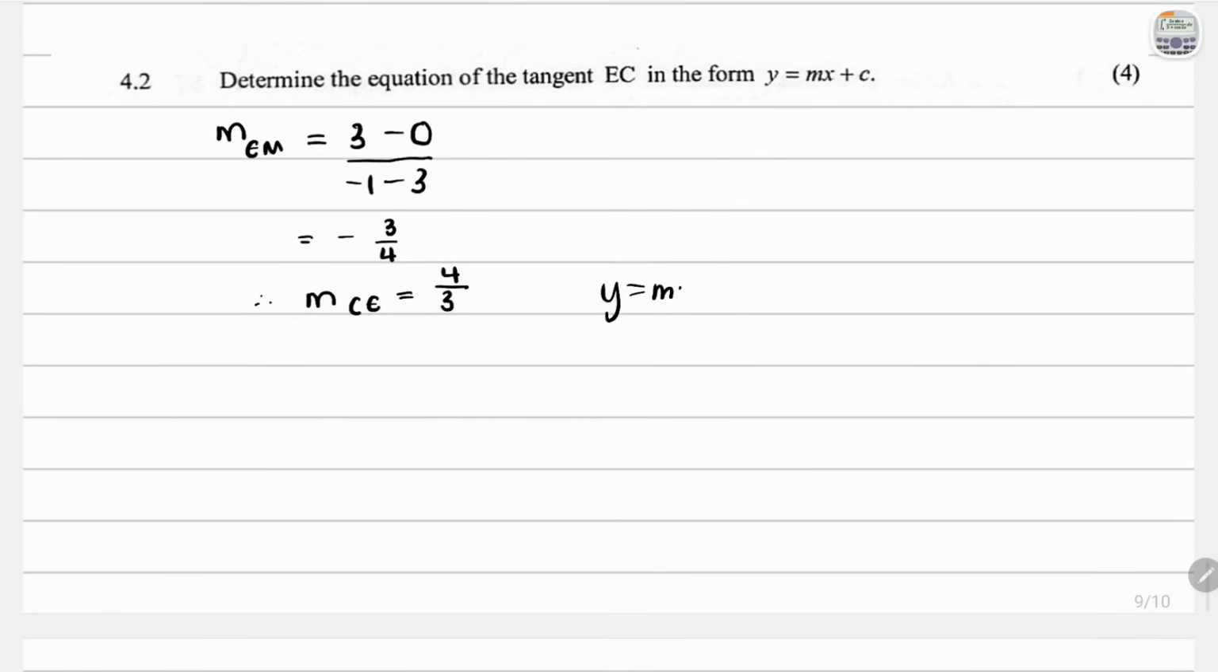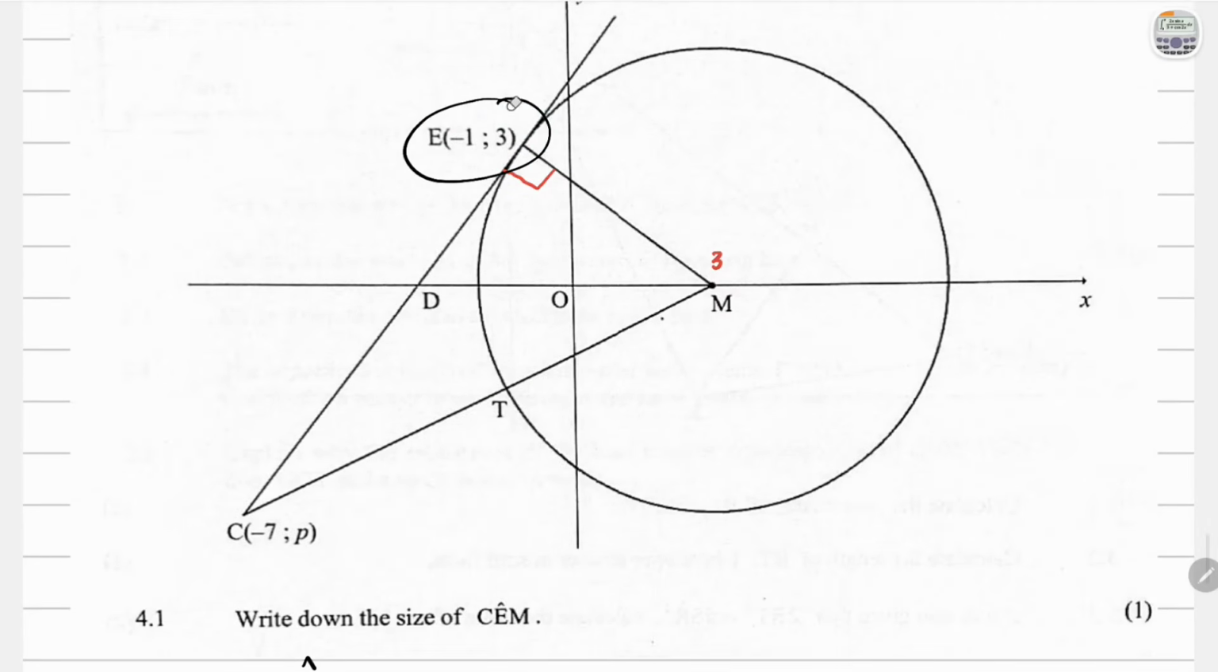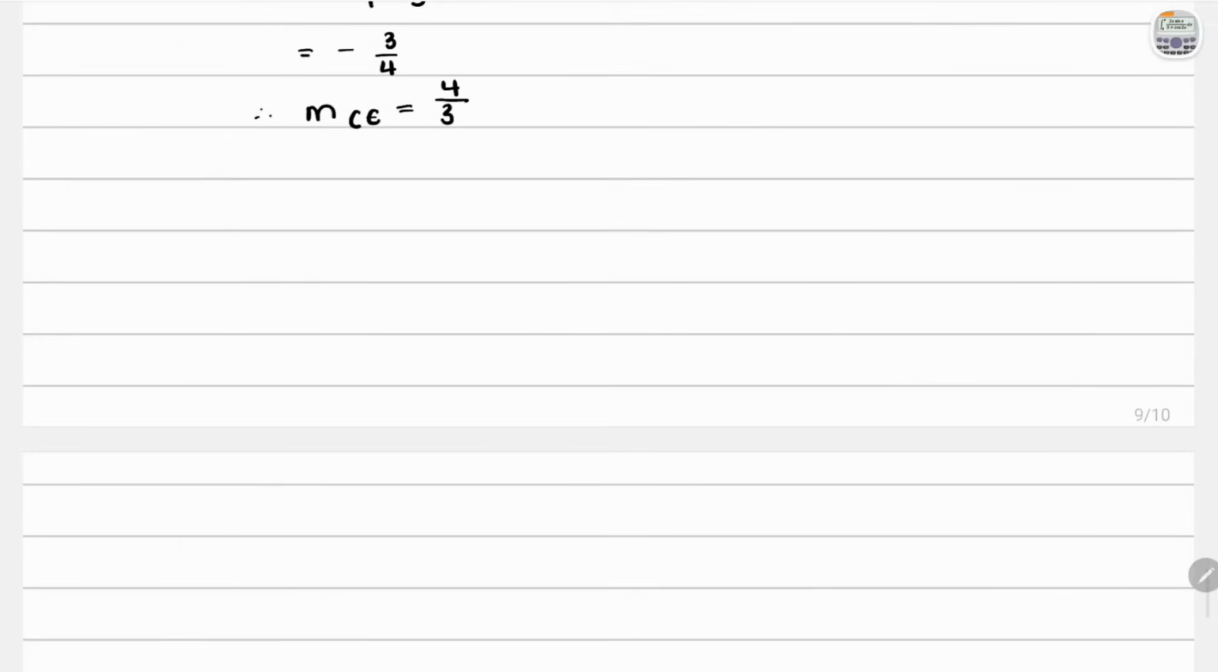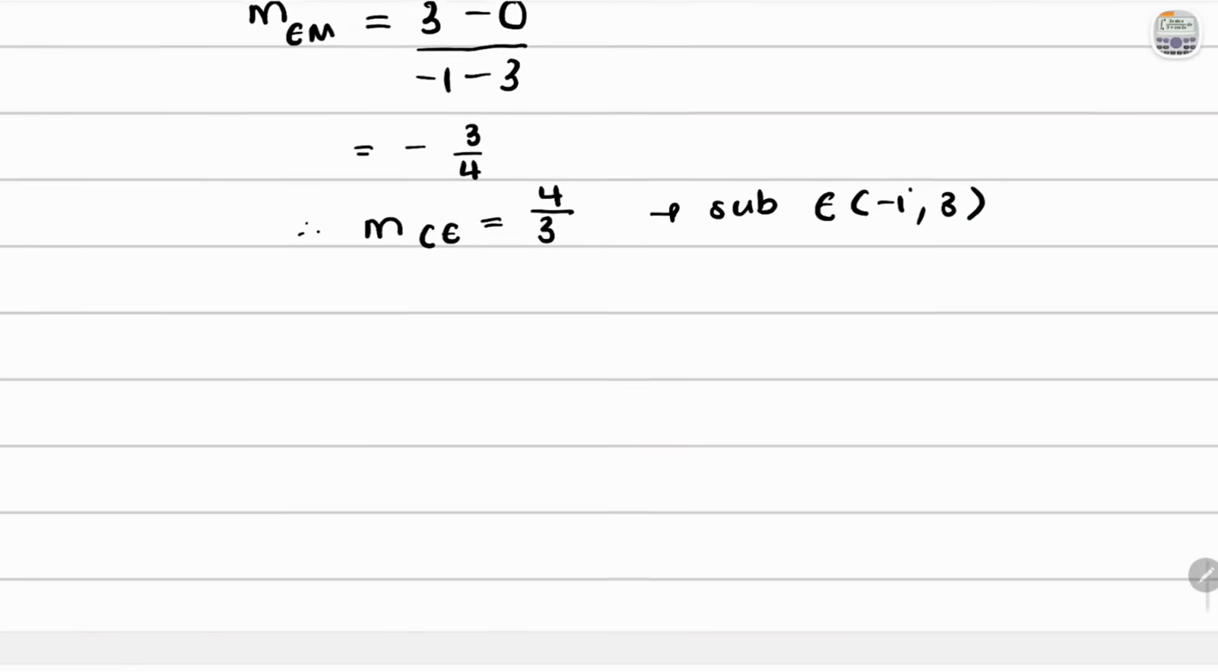So using y equals mx plus c, or the other equation, you just have to find c by substituting 1 point on that line EC, which is the point E. That's the only complete point we have there. So E is -1 and 0. And so we're just going to substitute E being -1 and 3, sorry, -1 and 3.